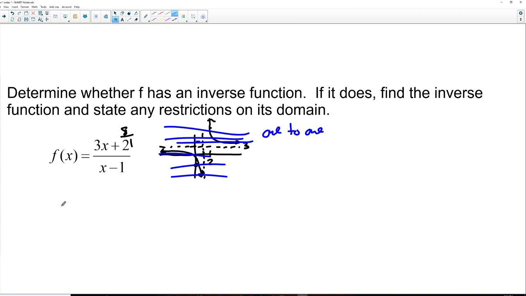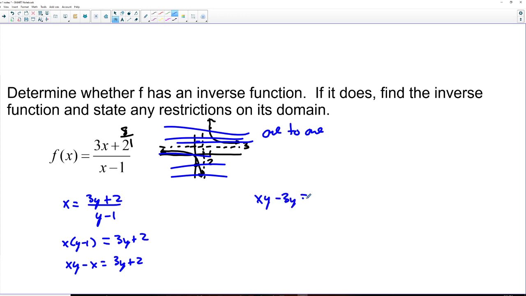So to find the inverse, let's put x in for y, and the y's in for the x. Let's multiply by y minus 1: x times y minus 1 equals 3y plus 2. We're trying to get this to say y equals. So xy minus x is equal to 3y plus 2. Let's get the y's together. xy minus 3y is equal to x plus 2, so we added that x over. Now I can factor out a y and write x minus 3.